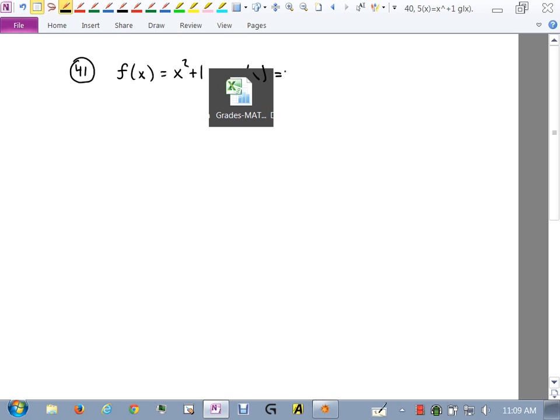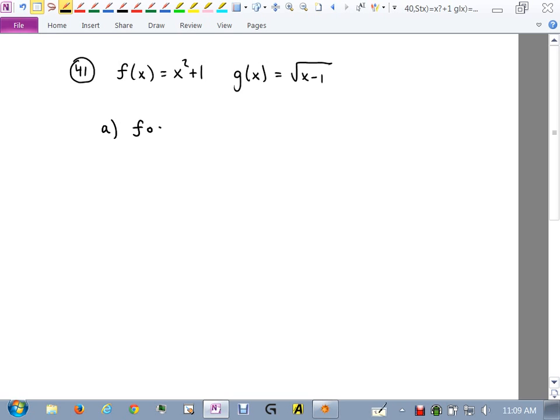Okay, so they give you f of x is x squared plus 1. They give you g of x is equal to square root of x minus 1. All right, and we're trying to find part A, which was f of g. So we're going to figure out what that is. Then after we do that, we're going to figure out what the domain is.